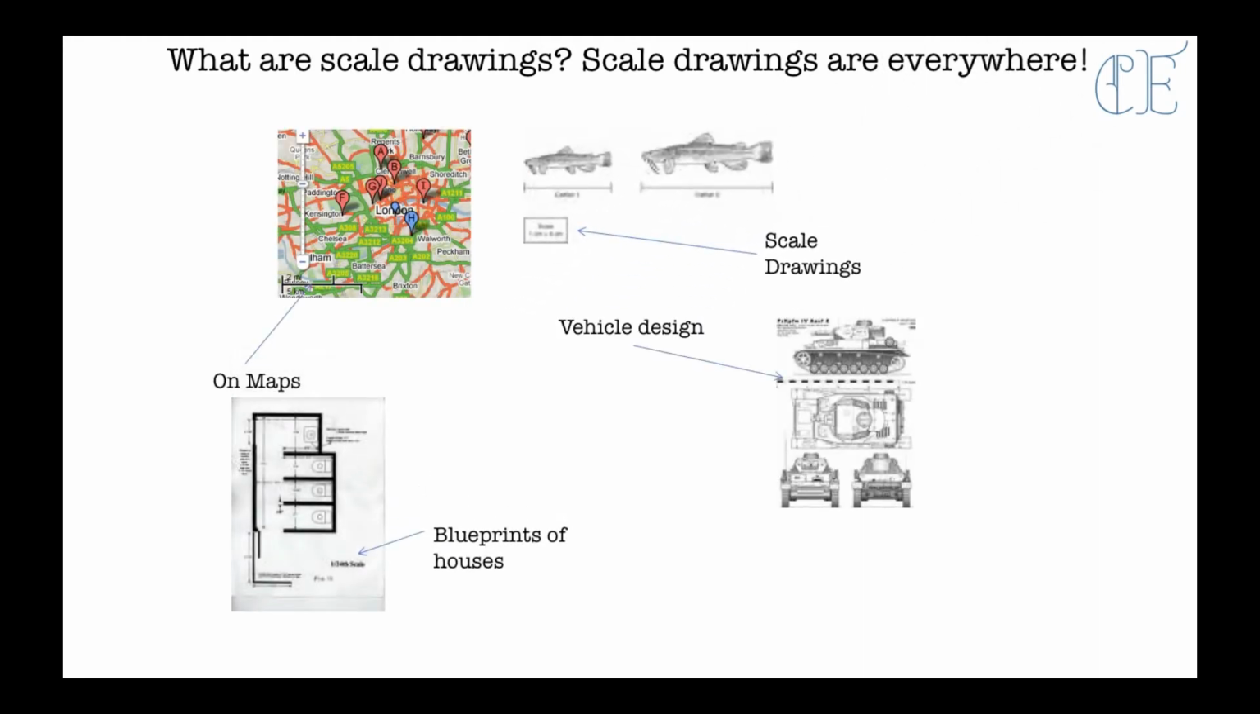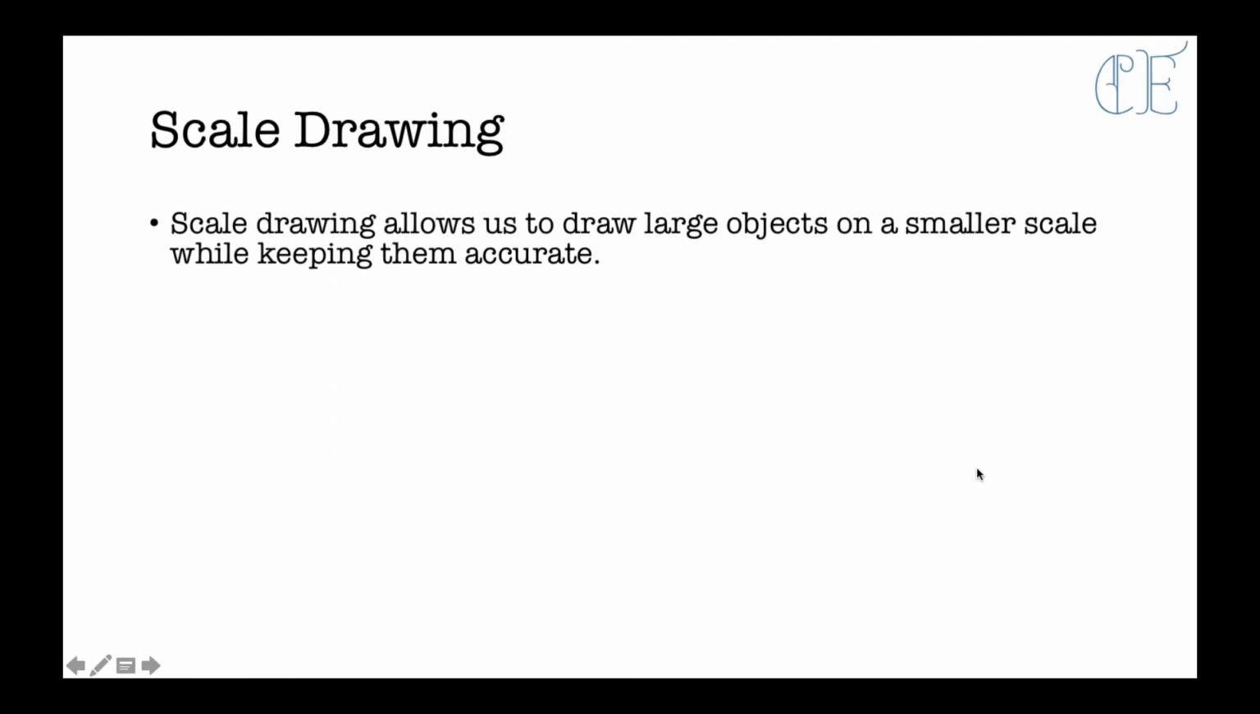So here we have a map, which is our best idea of a scale drawing really, because a map is a much smaller version of very, very, very large roads. So we must use a scale in order to make it smaller, but still so that we know exactly where we're going and in what time. The blueprint of a house is also a really good one to look at because, again, it's a smaller version, but still in proportion to everything else based on the actual size of the house. We also have a scale drawing here of some fish and vehicles, or a tank. So, the scale drawing allows us to draw large objects on a smaller scale while keeping them accurate.